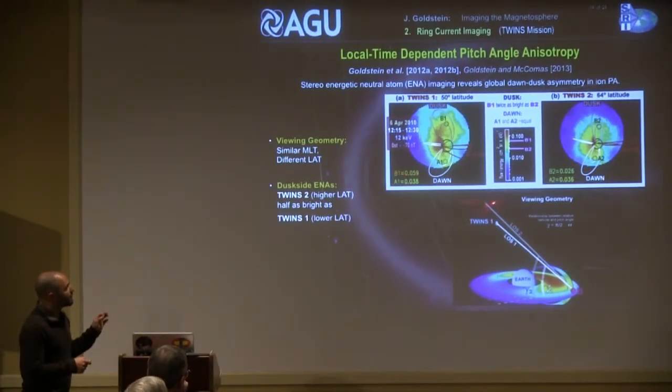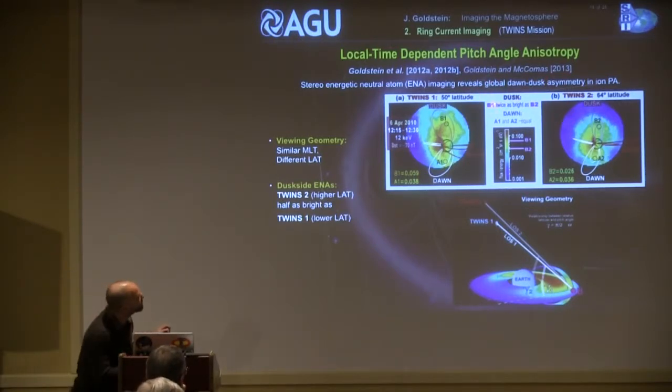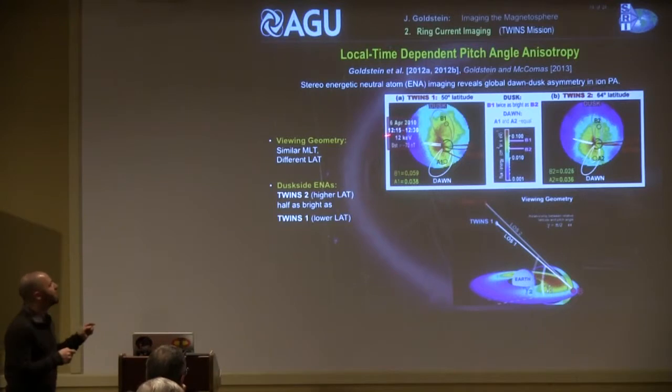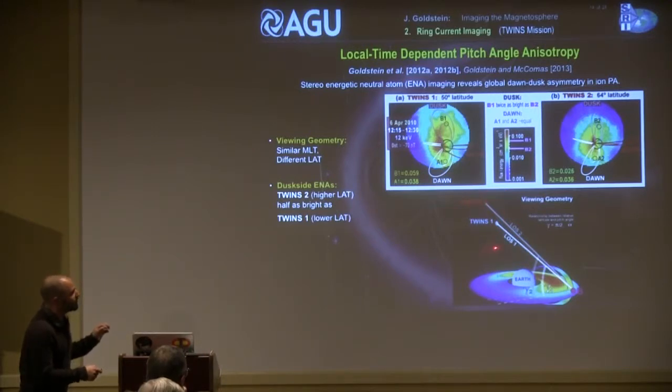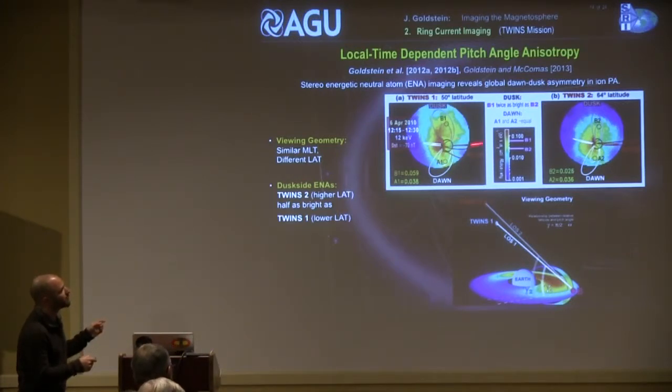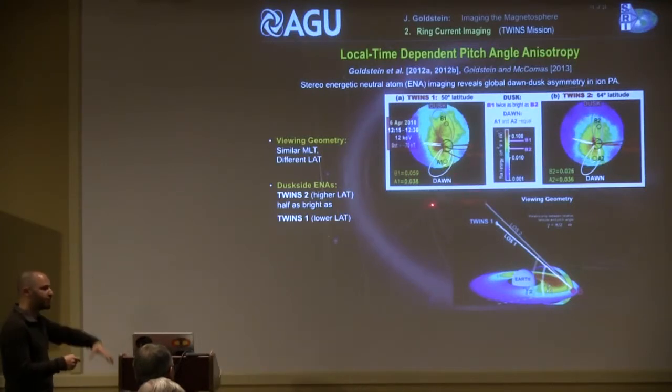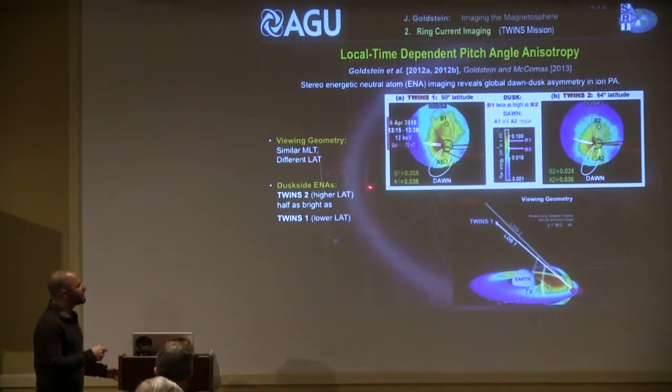In this particular event, which was April 6, 2010, just around 12:15 to 12:30 UT, the viewing geometry of the spacecraft was such that they were at very similar MLT on the day side, but different latitudes. So in these images, the Earth is the black circle, the red dipole field lines are noon, the purple ones are dusk, and we're looking from above, down on the northern pole. So there were similar MLT, and different latitude.